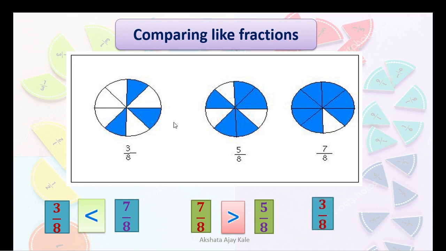See, this is 3 upon 8, this figure, and 5 upon 8, this figure. Come on, tell me now which is greater and which is smaller. Yes, very good. 3 upon 8 is smaller than 5 upon 8. See here, out of 8 we have selected 3 parts, and here out of 8 we have selected 5 parts, and you know that 5 is greater than 3. So here 5 upon 8 is greater and 3 upon 8 is smaller. Got this, children?